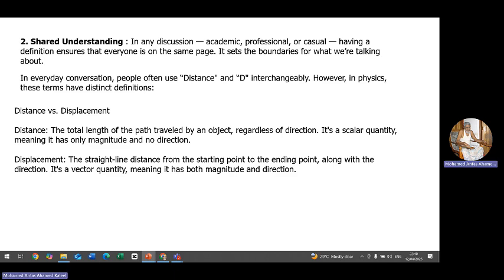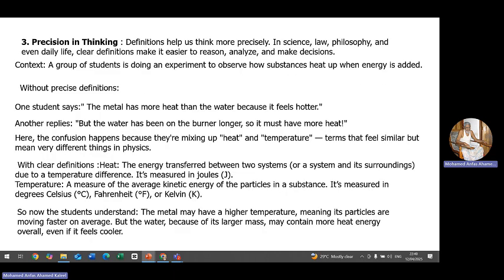The third reason is precision in thinking. Why should we have a definition? It gives precision in thinking. Definitions help us think more precisely. In science, law, philosophy, and even daily life, clear definitions make it easier to reason, analyze, and make decisions.